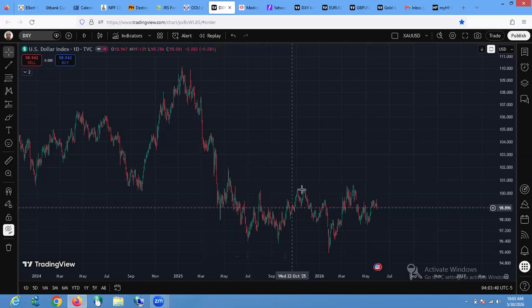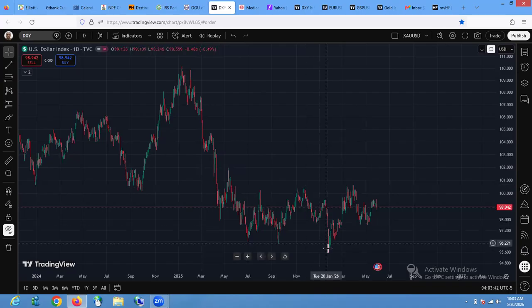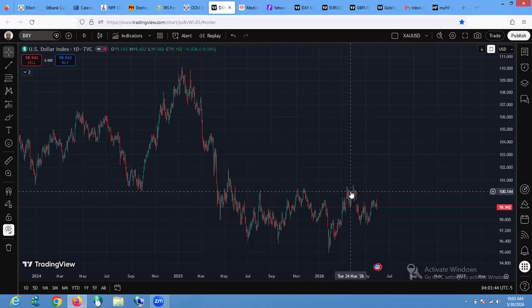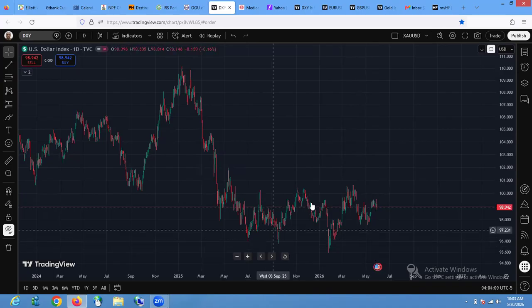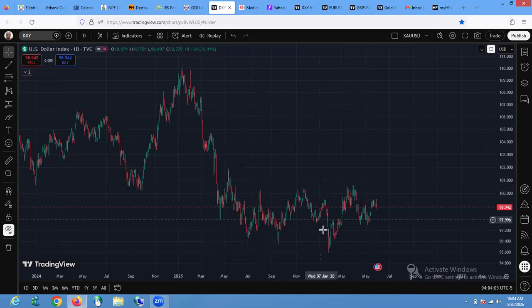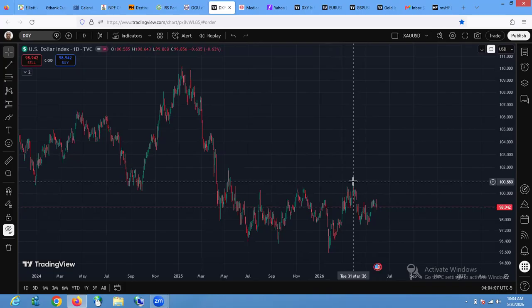You see A, B, C as a W, and this may be our X, and this may be our Y, and this may finish off this correction to the upside. So what I'm trying to say is there is a big chance that this may be going down to break the low. That is what I'm saying. Again, we can see it as more or less a triangle here, that A, B, C, D, E.